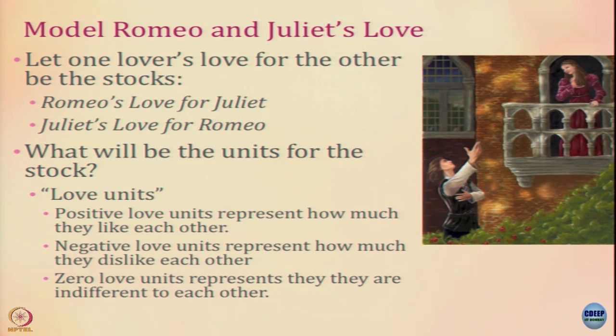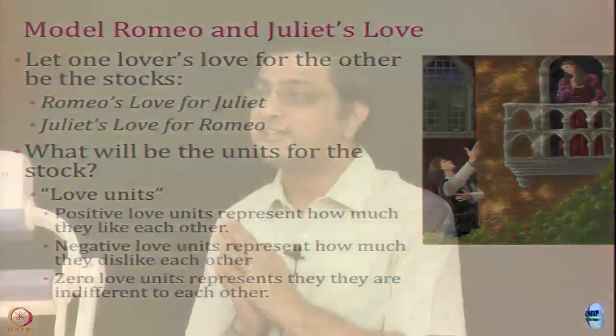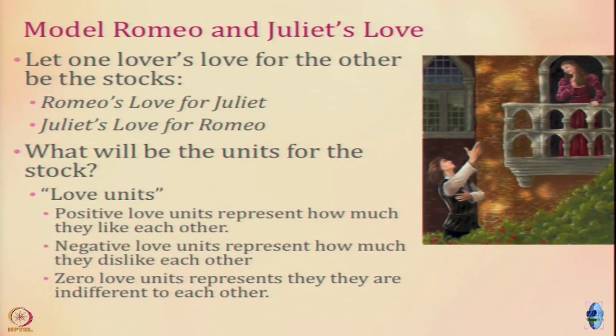Stocks change through what? Flows. So there have to be two stocks, then there have to be two flows. It is not a material system. It is not like one love is transferred to another and there is conservation of flows, etc. Each can grow as much as it wants. And we just saw that Romeo's love for Juliet grows based on how much Juliet loves him, and Juliet's love for Romeo grows based on how much Romeo loves her, right? So they are feeding off each other.